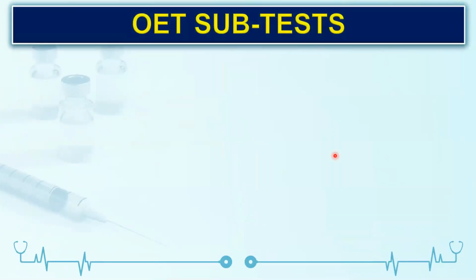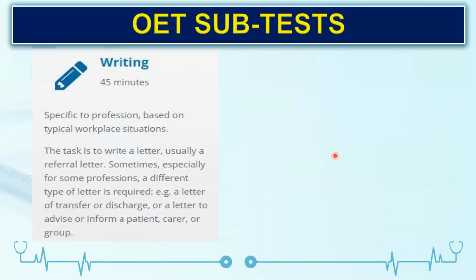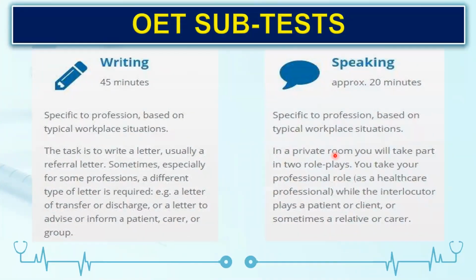The third subtest is the writing subtest, 45 minutes. It's specific to profession based on typical workplace situations. The task is to write a letter, usually a referral letter. Sometimes, especially for some professions, a different type of letter is required, for example, a letter of transfer or discharge, or a letter to advise or inform a patient, carer, or group.